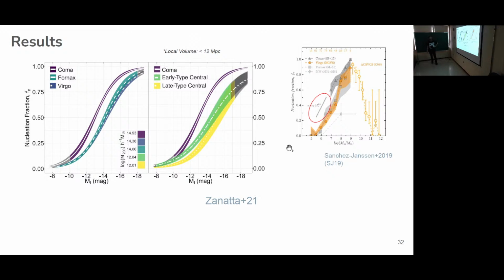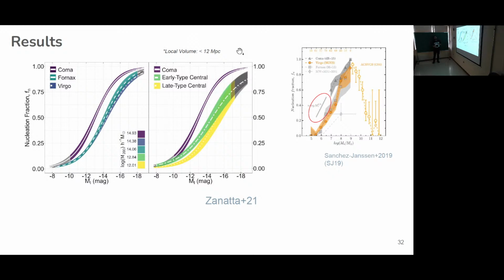Now, looking to the meat and potatoes of our work, we compare our nucleation fraction for these environments with all the other environments where nucleation data were available in the literature at the time. This work from 2021, this was our main plot. We plotted here the Coma nucleation fraction compared to the Fornax and Virgo clusters. We also divided a local volume sample into galaxy groups that had an early-type galaxy at the center and groups that had a late-type galaxy at the center.